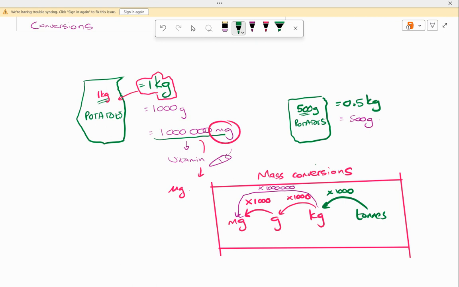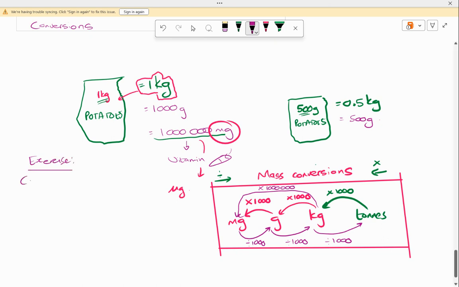And so when we go left, we multiply as we get smaller. So that means when we go right, we divide. So if I'm given milligrams and I want to convert it into grams, I divide it by 1,000. If I'm given grams and I want to convert it into kilograms, I divide it by 1,000. And if I'm given kilograms and I want to convert it into tons, I divide it by 1,000 as well. All right, let's do a quick exercise here.